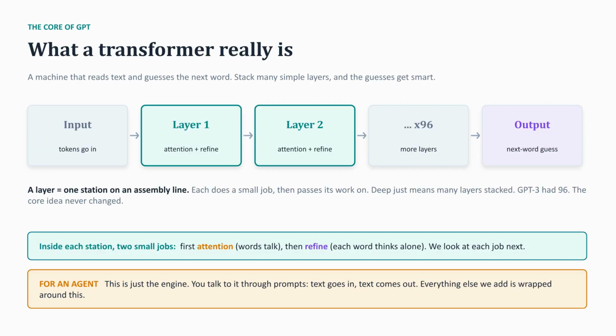A transformer is a machine that reads text and guesses the next word, and when you stack many simple layers, the guesses get smart. Picture an assembly line. Each layer is one station that does a small job and passes the work on. GPT-3 stacked 96 of these stations. Depth just means many layers, and the core idea has never really changed. For a builder, this is just the engine you talk to through prompts. Text in, text out, and everything else is wrapped around it.